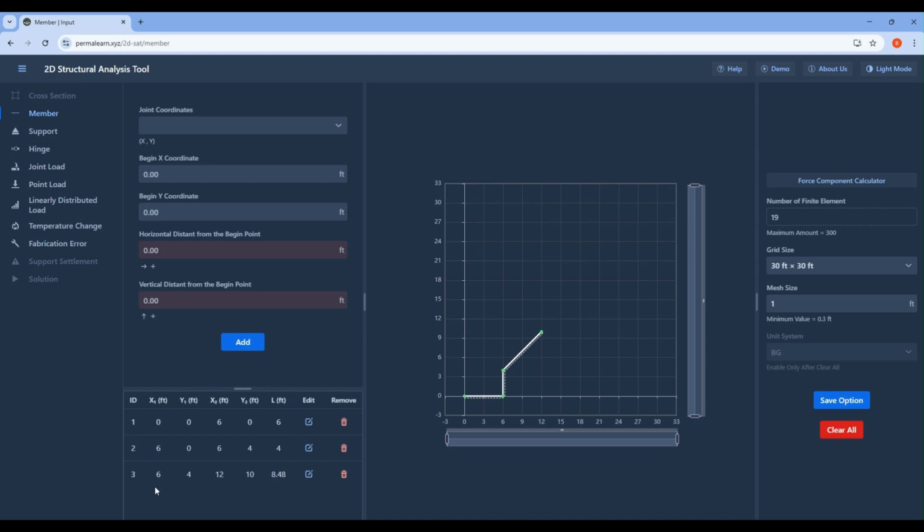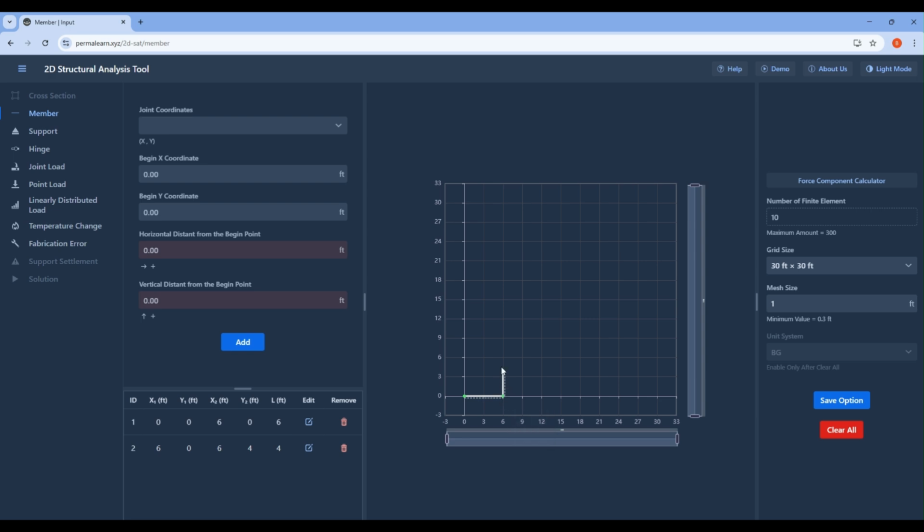This table shows all the data that we input at the moment, and it also has two functions, which are edit and remove. For the remove, you choose which number to remove, 1, 2, 3 here. If you want to remove member 3 here, which refers to the inclined one, you just click remove here, and it will disappear.